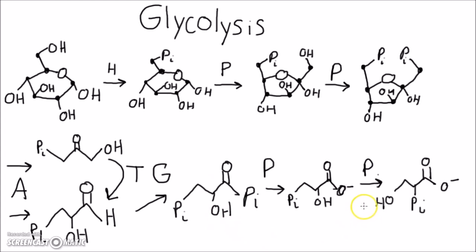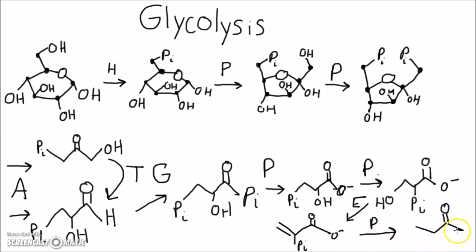And so 2-phosphoglycerate is converted using the enzyme enolase into phosphoenolpyruvate. So it has that enol group, which is the double bonded carbon, and it has that phosphate group hanging off the bottom. Then that's converted using pyruvate kinase into pyruvate.